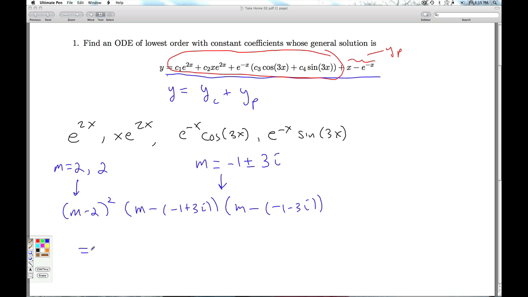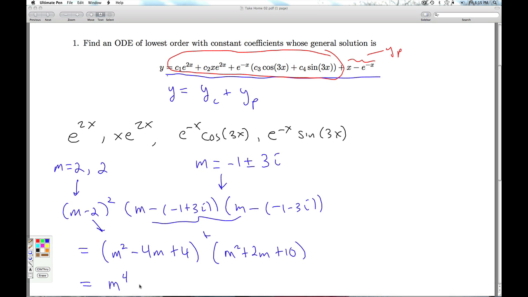So we start to multiply this out. I'm going to get m squared minus 4m plus 4 for this, squaring this out. And when I multiply these together, I can take advantage of some special forms, and I'm going to get m squared plus 2m plus 10. And if you multiply all this out, using all the techniques you learned from algebra, you're going to get m to the 4th minus 2m cubed plus 6m squared minus 32m plus 40.